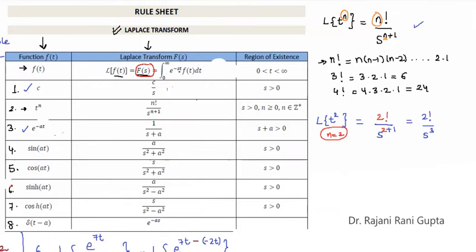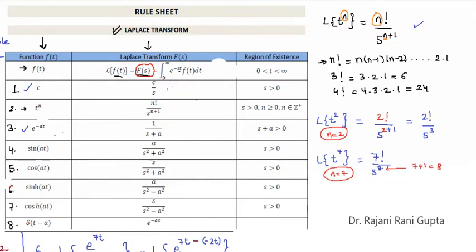Similarly, let's take another question. Say Laplace transform of t power 7. The rule says 7 factorial over s to the power 7 plus 1, which is 8. I am writing it directly because n is 7 here. And how did we get 8 here? Because 7 plus 1 is 8.